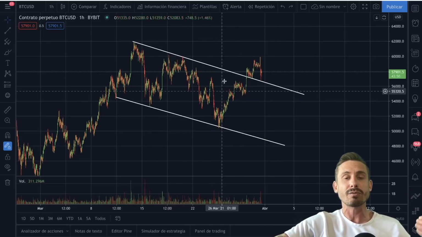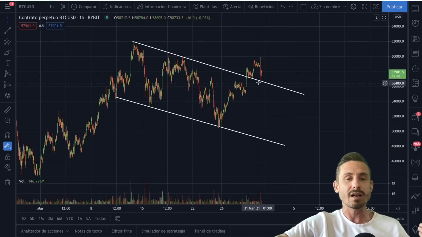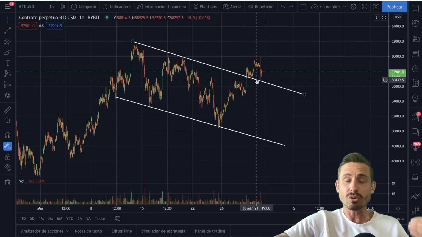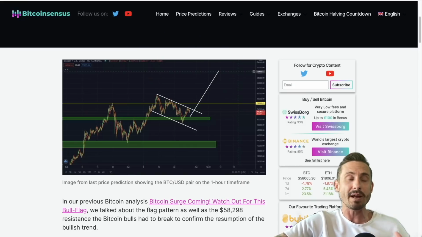We broke out from this bull flag, and we're having a nice bounce at this support area. This was called from one of the guys of the Bitcoinsensus team.